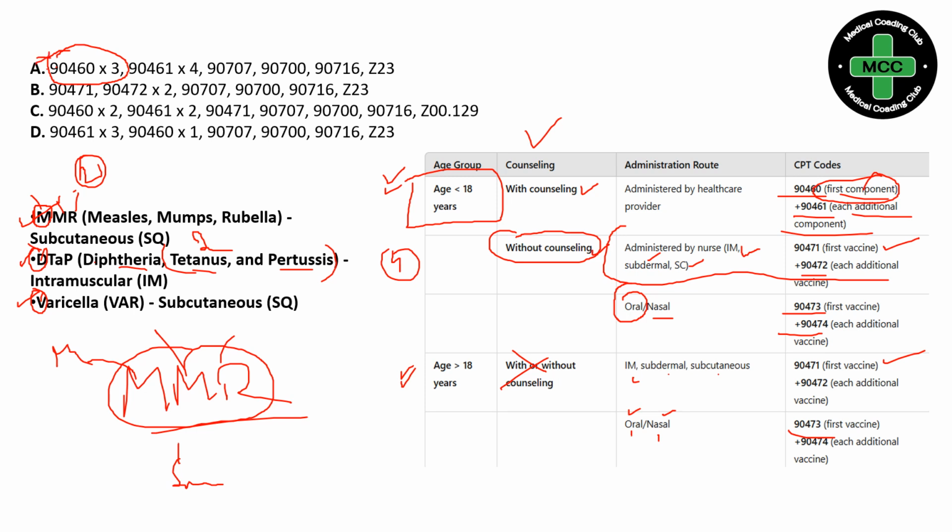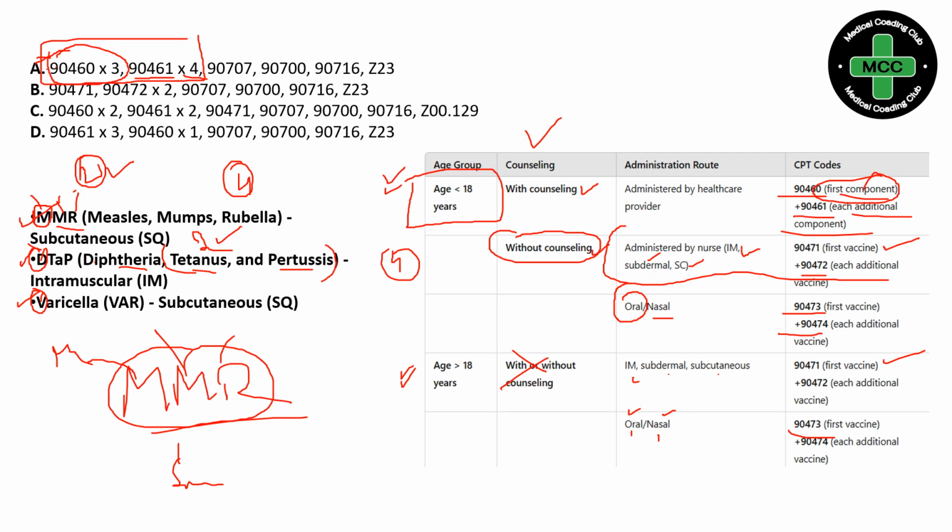Is it clear? So now what I have to do is utilize my add-on code 90461. How many components are left out? In my first vaccine, 2 components are left out, and in my second vaccine, again 2 components are left out. Together, I have 4 components. So I will give 4 units with my add-on code. And then we are done with our administration code selection, because we are still coding for administration.